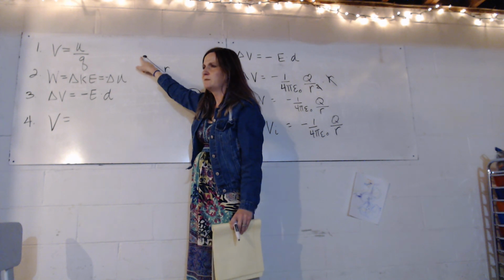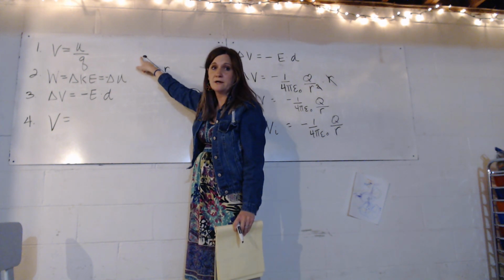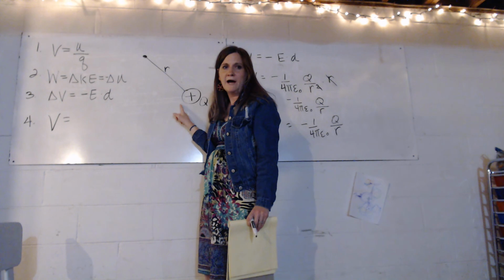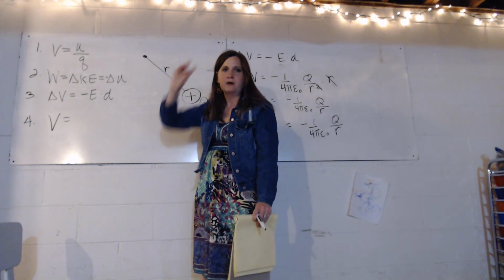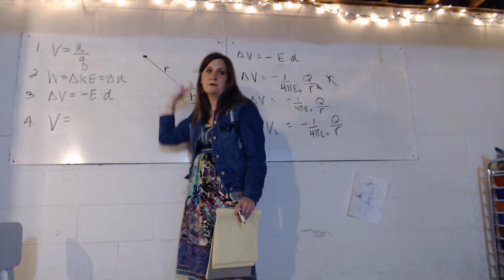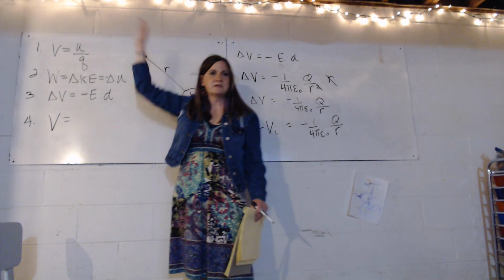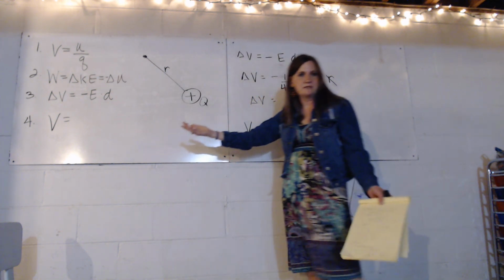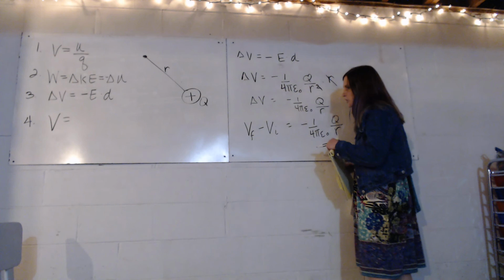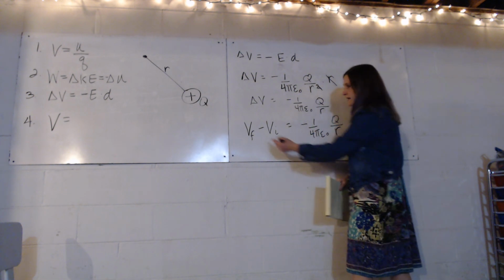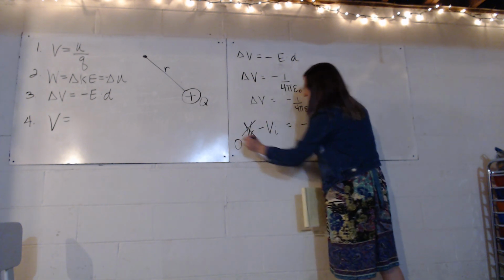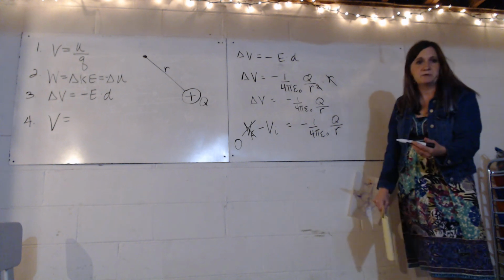If I put a positive charge here and it has some potential here, what will happen to it when I let go? The positive charge will be repelled and it will move away out to where it has no more potential. It will stop moving. So as it turns out, its final potential is 0. Wherever it ends up, it has lost all of its potential, right?